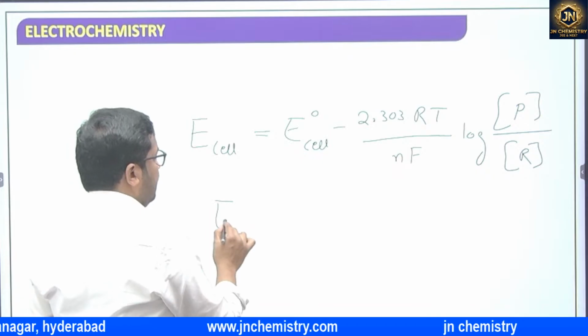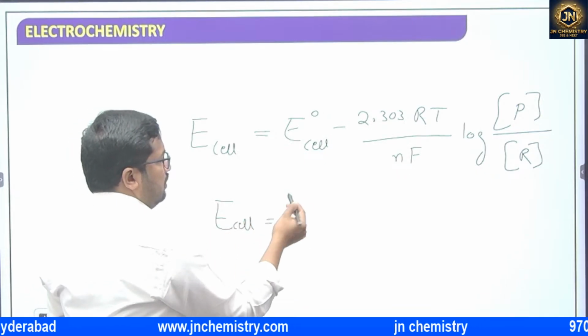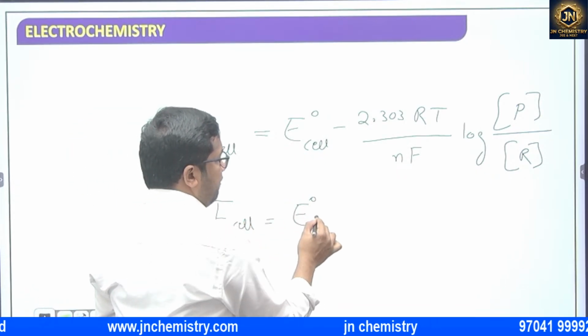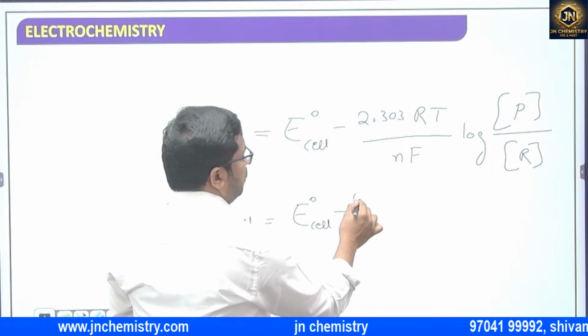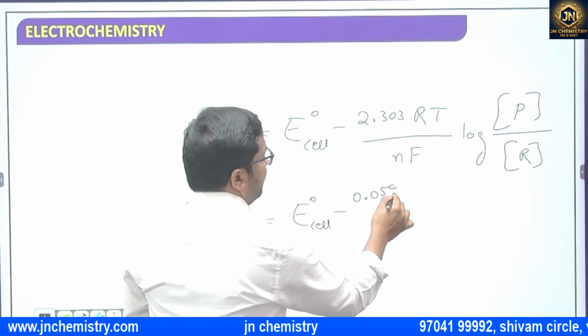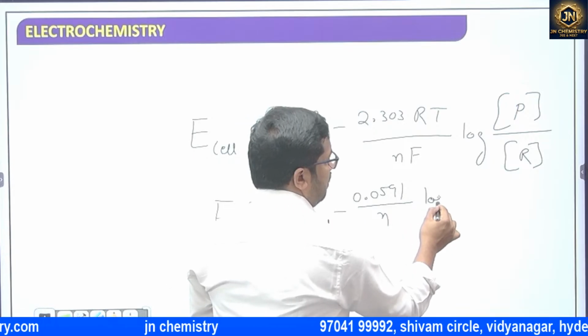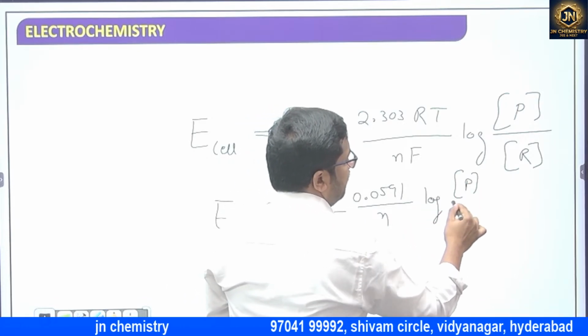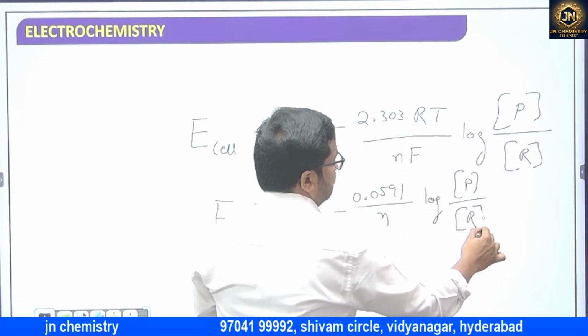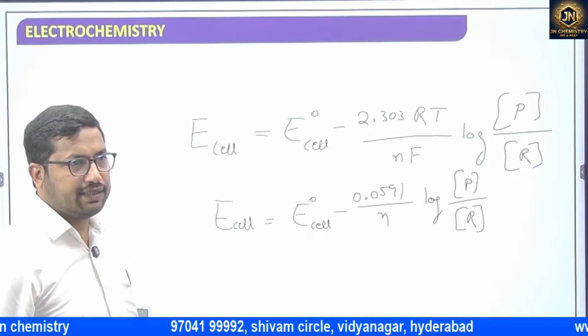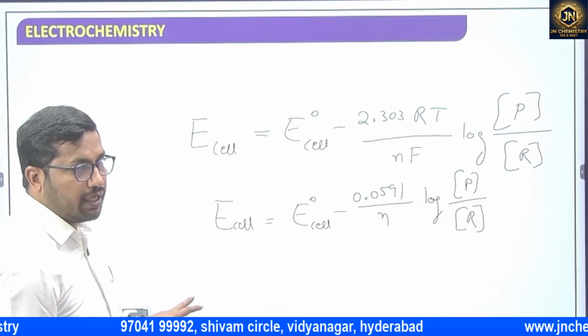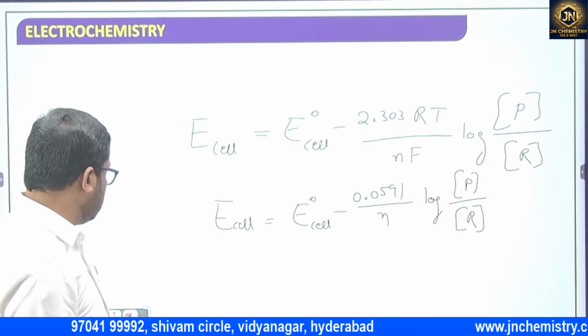Right. E cell is equal to E naught cell minus 0.0591 by n, where n is the number of electrons transferred, log products concentration by reactants concentration. Up to here we discussed. So then afterwards, the electrochemical cell.